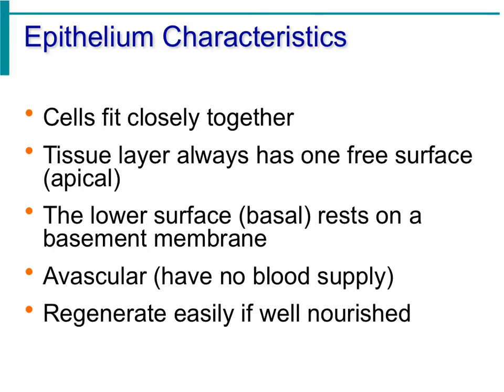So epithelium in general has cells that fit closely together. They look kind of like a puzzle, maybe. There's always a free surface, so open, like to the air. So that's the apical surface. And then the lower surface, so deep to the apical surface, is the basal surface, and that rests on a basement membrane, which is loose connective tissue.